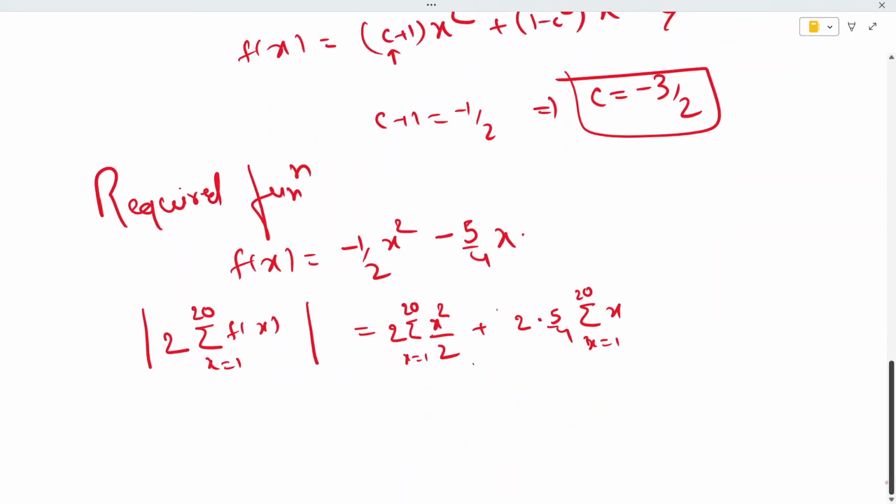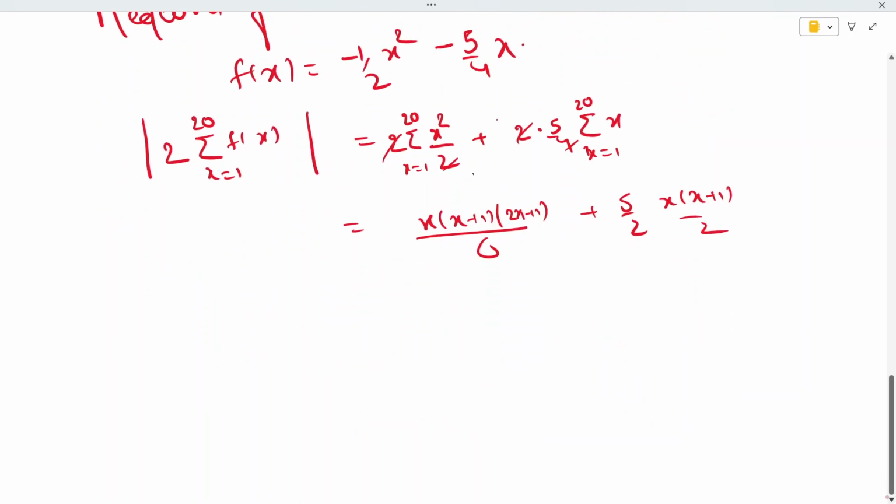So this 2 will cancel out because 2 is constant. This will also cancel out. So the summation of x square is n into n plus 1 into 2n plus 1 by 6, where n is a natural number, and 5 by 2 into n into n plus 1 by 2. Just put the value, and you get 2870 plus, I have already evaluated this value, so you can do it yourself, 3395.